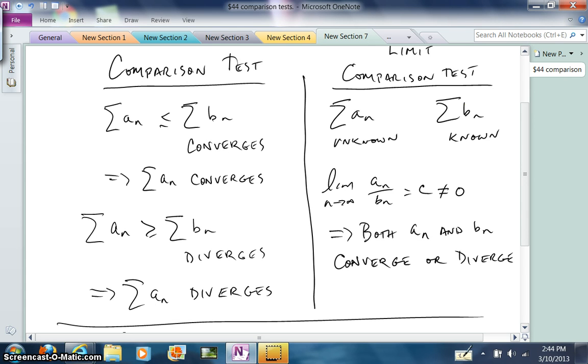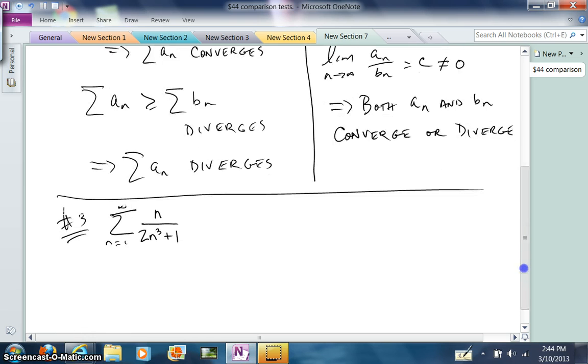So what that means is if we know b_n converges, then a_n also converges. If we did this and we knew ahead of time that b_n diverged, then that implies that a_n diverges. So they both either converge or diverge if you're able to construct this limit that goes to a constant. Okay, so let's play around with that a little bit.